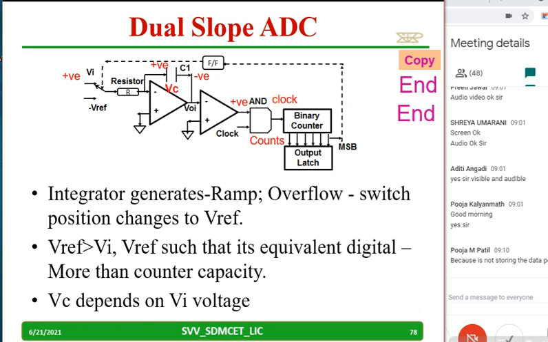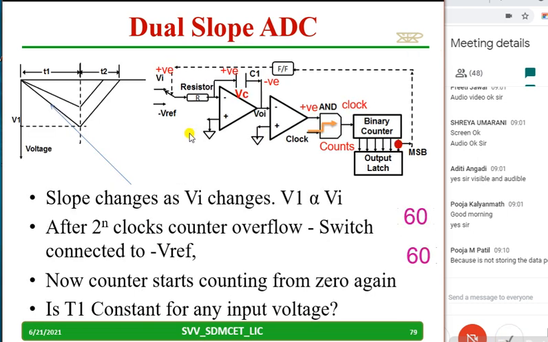Now let me go to the next. This slope, whatever you are observing, depends on Vi. So V1 is directly proportional to Vi. How much does the capacitor charge, sir? It depends on Vi. If Vi is more, charging will be more. If Vi is less, charging will be less, but it will charge a little. After 2 raised to n clock pulses, the counter will overflow and the switch is connected to minus V reference instead of Vi.